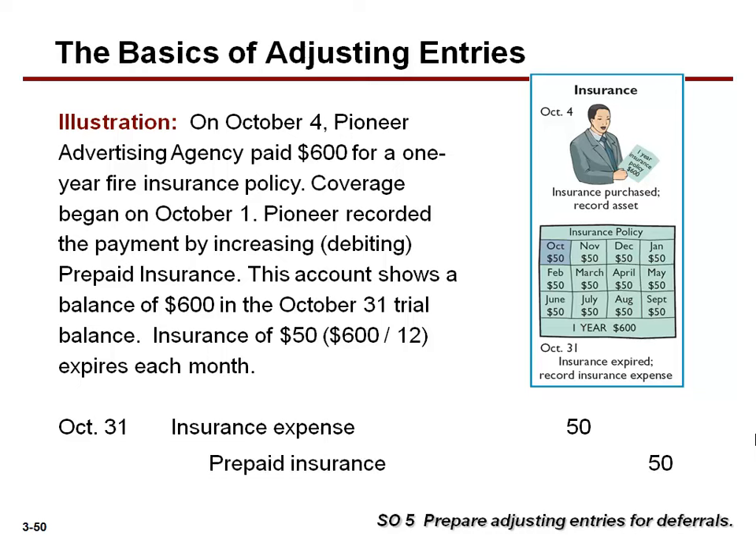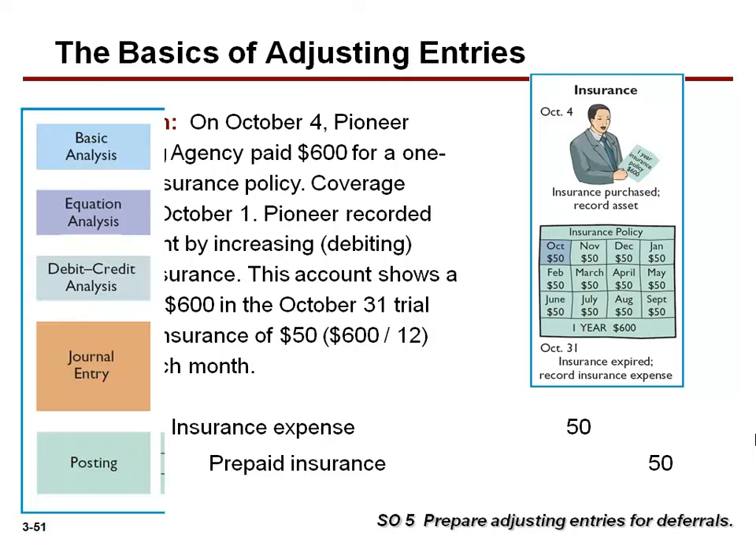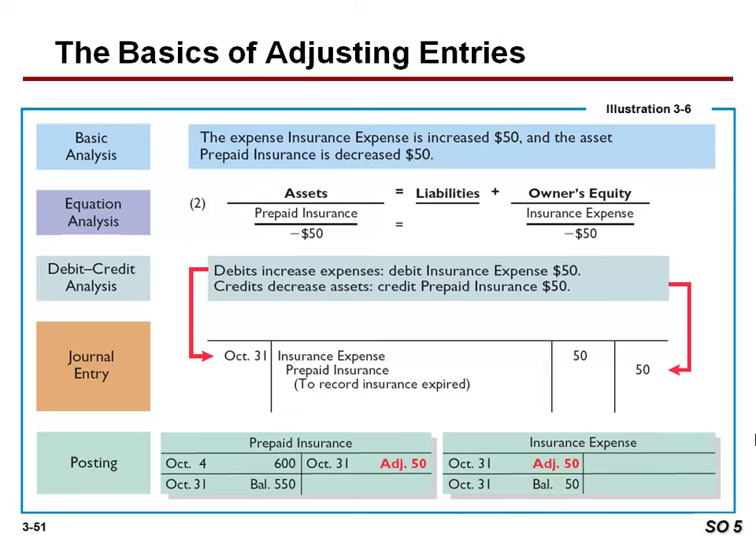Again, prepaid insurance is an asset because it affects future periods. It has a future economic benefit for us throughout the year. Detailed analysis of the transaction. Asset account is going to be reduced by $50, and our owner's equity position is going to be reduced by $50 through the use of an expense account. Formal journal entry: debit insurance expense, $50. Credit prepaid insurance, $50.